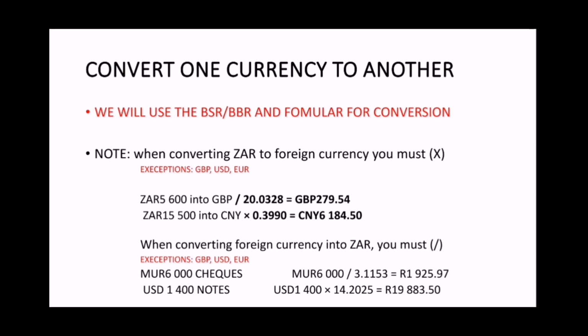If you are converting South African rand to a Canadian dollar, then you are going to multiply, because now this is not one of the major currencies. It's much smaller in value than the others, and the ROE is right there. So you multiply the amount of rands you have by the rate of exchange, and then it gives you the amount in Canadian dollars.